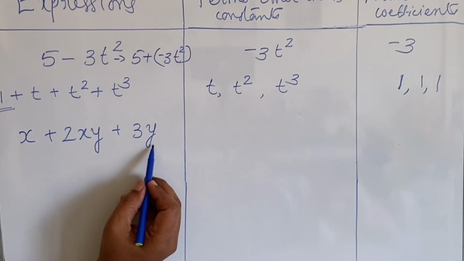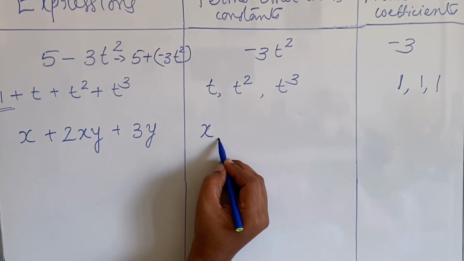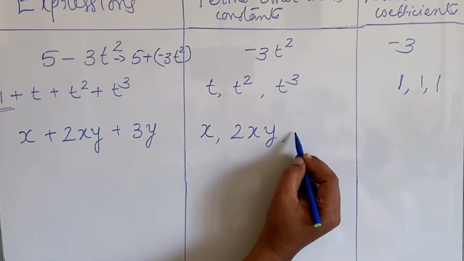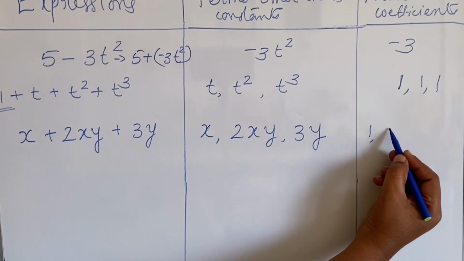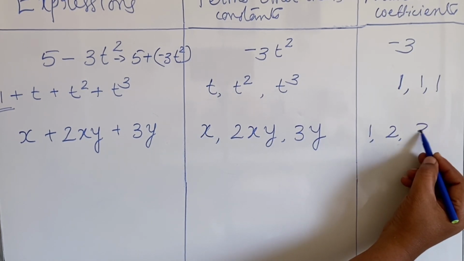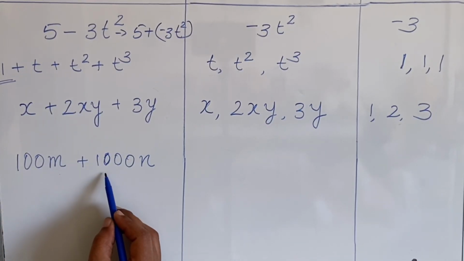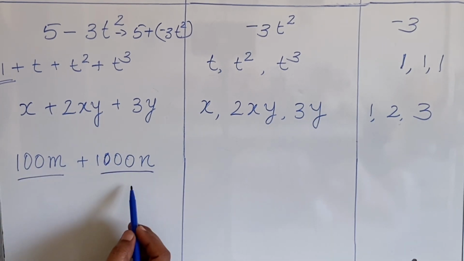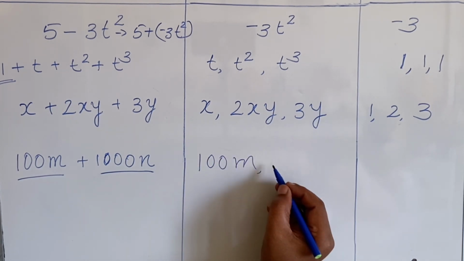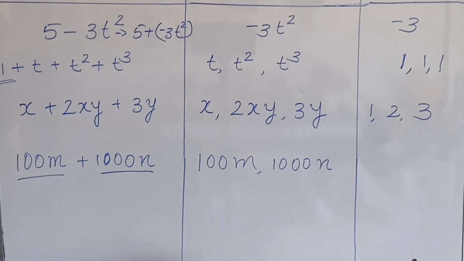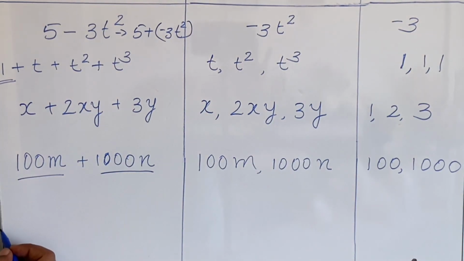Next question is x plus 2xy plus 3y. Here we have no constant term, so the terms other than constants are x, 2xy and 3y. The numerical coefficient of x is 1, the numerical coefficient of the term 2xy is 2 and that of 3y is 3. And the next expression is 100 m plus 1000 n. Here there is no constant term, so the terms other than constants are 100 m and 1000 n. And the numerical coefficients of m and n are 100 and 1000 respectively.